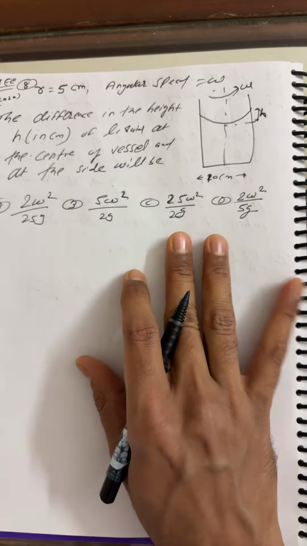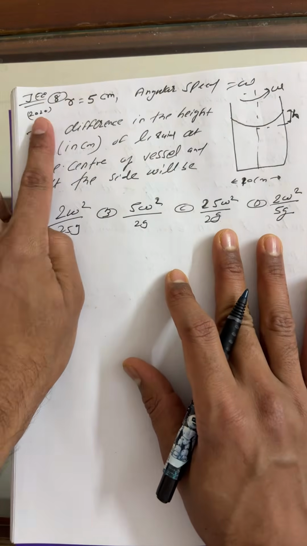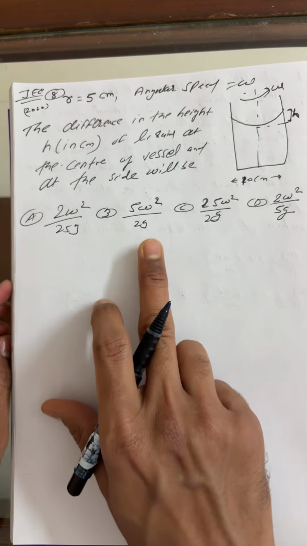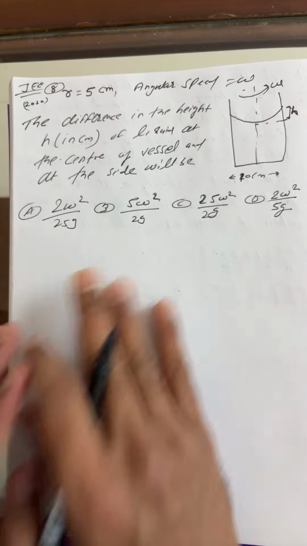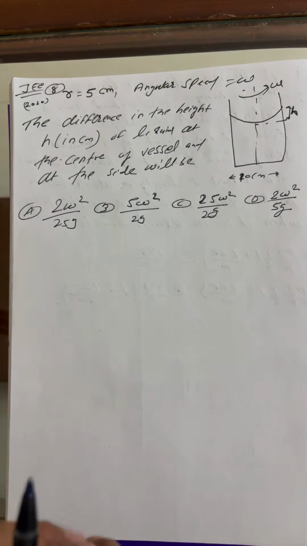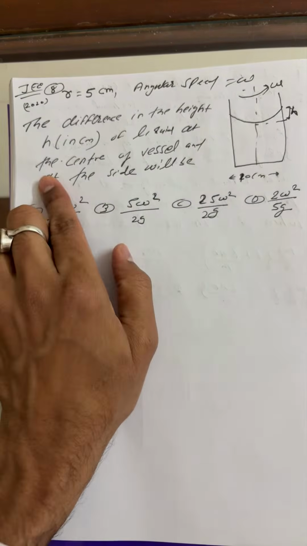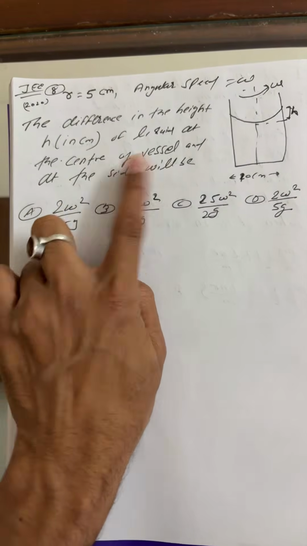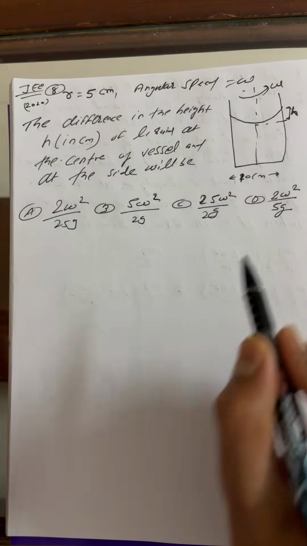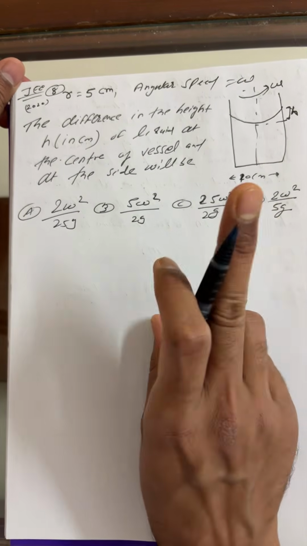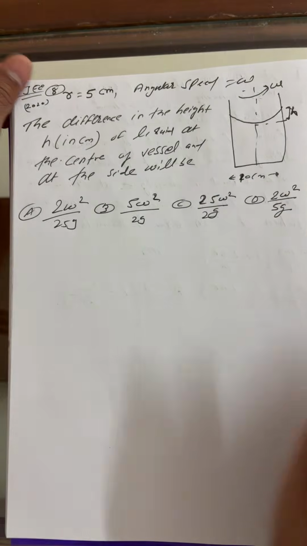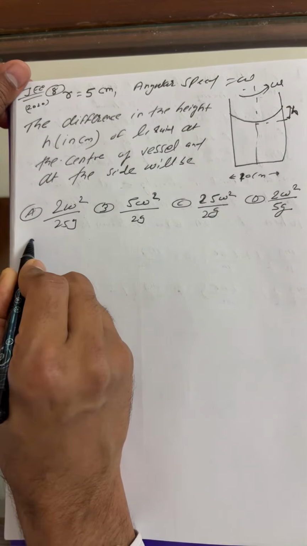This question was asked in JEE 2020, and they will definitely ask this question tomorrow. The question is: the difference in height h, in centimeters, of a liquid at the center of the vessel and the side will be. First I'll prove the result, then you can answer me.